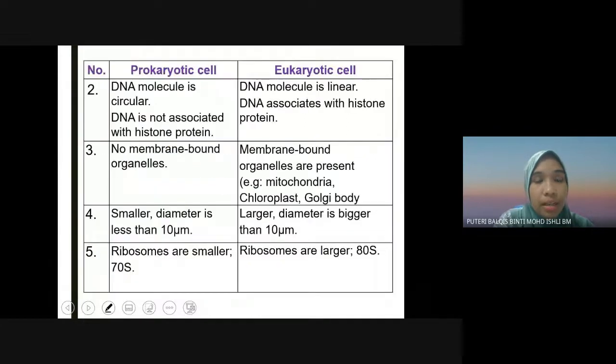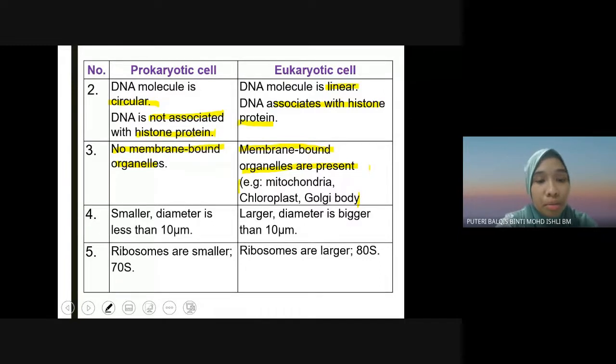Prokaryotic cell, the difference number 2: DNA molecule is circular, while eukaryotic cell is linear. Not associated with histone protein, while eukaryotic is associated with histone protein. Yang ketiga, no membrane bounded organelle, while membrane bounded organelles are present. Benda yang dalam bracket tak payah cerita, tak payah bagi example. Cukup sampai sini. Full stop.